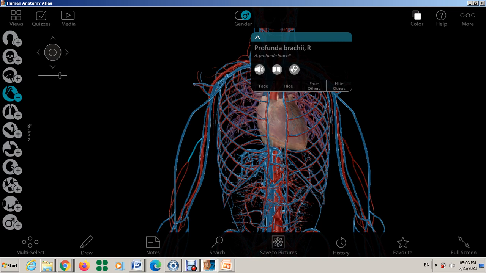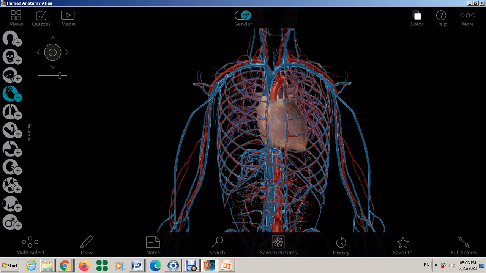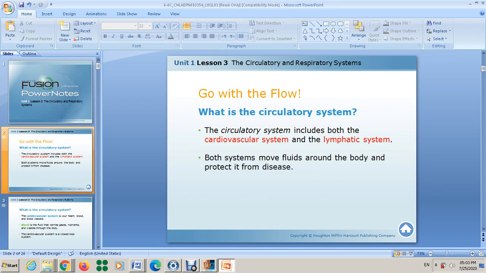What is blood? Blood is a fluid that carries gases, nutrients, and waste through the body. So this is very important. Again, blood carries gases, nutrients, and waste through the body. I'll show you now here.